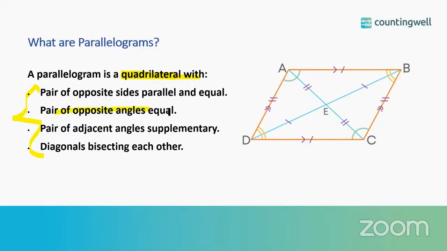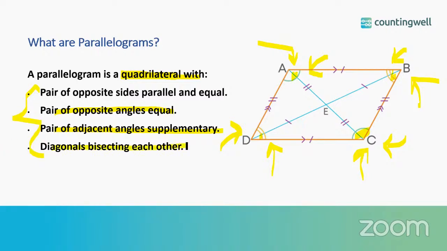Pairs of opposite angles should be equal. So angle D should be equal to angle B, and angle A should be equal to angle C. Pairs of adjacent angles should be supplementary. This means angle D plus angle C should be 180, or angle A plus angle D should be 180 degrees. Or we can take angle A plus angle B equal to 180 degrees, or angle B plus angle C equal to 180 degrees.